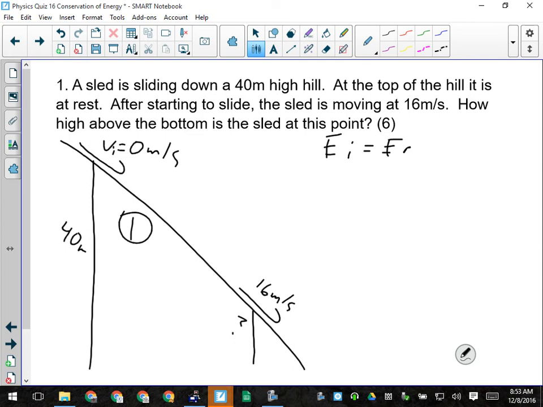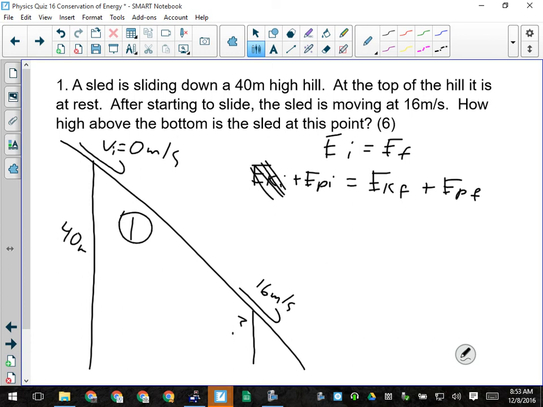The mechanical energy at the top and the bottom are equal. At the top, we have EK initial plus EP initial. At the bottom, we have EK final plus EP final. Are any of these zero? Which one? EK initial is 0 because it was at rest. All right, so that makes our life a little bit easier. There's one less thing to be moving around.